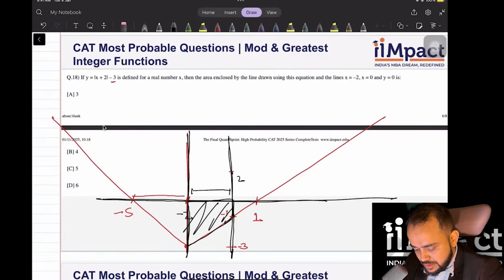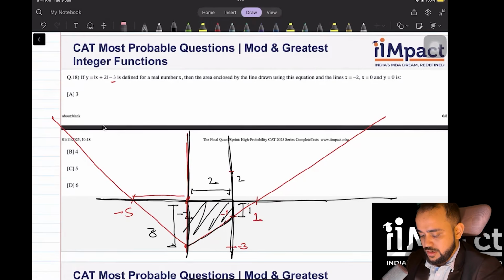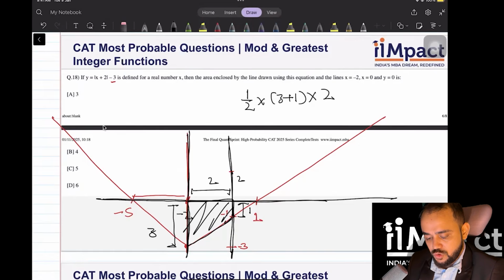The distance between the two lines is 2 units. This height is 3 and this is 1. So the trapezium area is what? Half into sum of the parallel sides, that is 3 plus 1, into the distance between them. So your answer will become 4 into 2 by 2, which is 4. So option P.